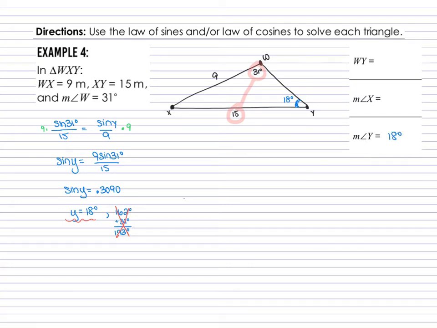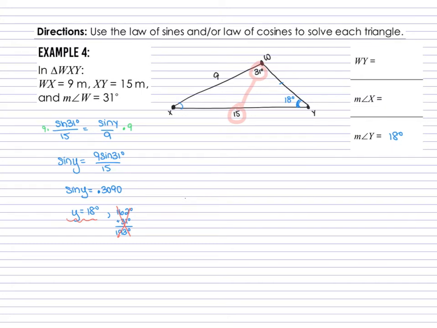Now I know two sides and two angles, but I'm left trying to find angle X and side X. Now, the problem here is that we don't have an angle across from that side. We need that, but we can find it pretty easily. Now that we have two angles, we know that the total interior angle measurement of a triangle is 180. So I'm going to add 31 and 18 together, and subtract it from 180 to show me that angle X has to be 131 degrees. So I'm going to even fill that in right now.